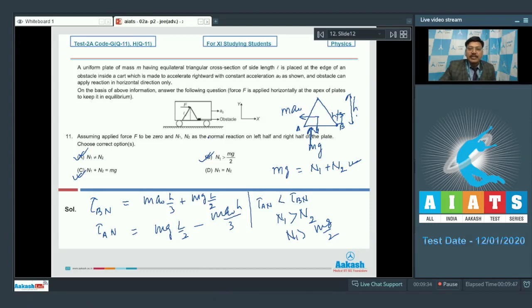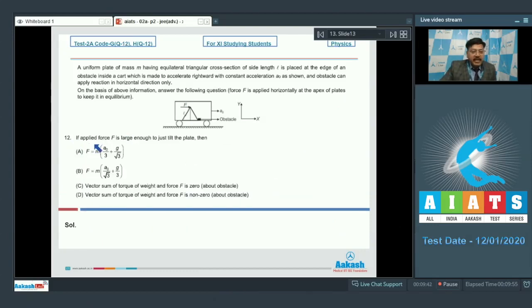Let's move on to the next question now. Now, based on the same paragraph, question 12 says, if applied force F is large enough to just tilt the plate, then, well, if F is large enough to tilt the plate, then the total normal reaction would have shifted to the right corner, right?